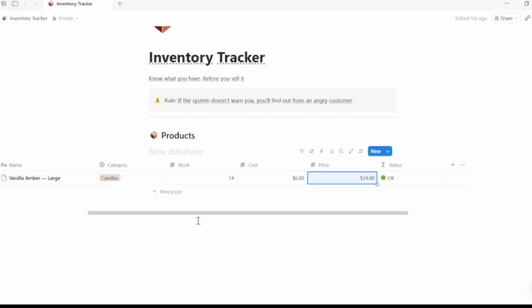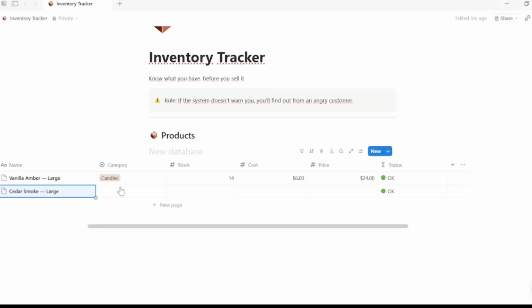Cedar smoke, 3 left. The formula flips to yellow, low, automatically. Nobody typed that. Marcus doesn't have to notice it. He opens the page in the morning and the yellow is already there, telling him to pour more today, not next week when someone's already ordered them.